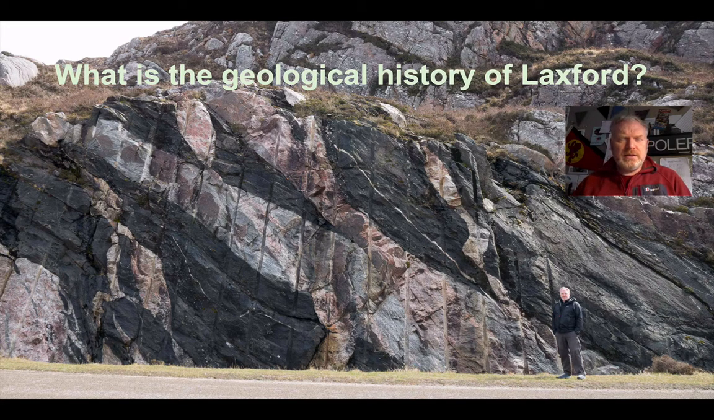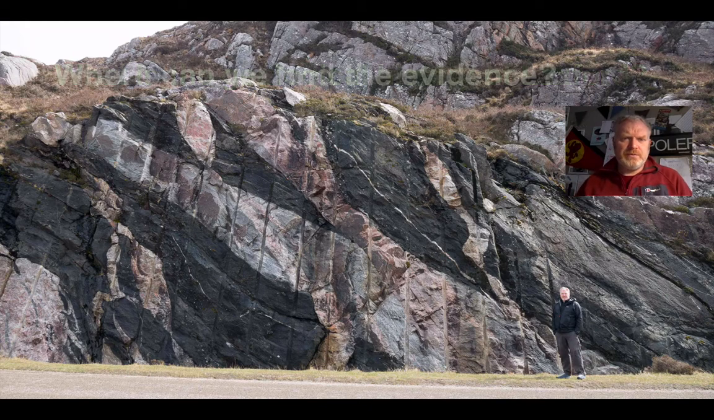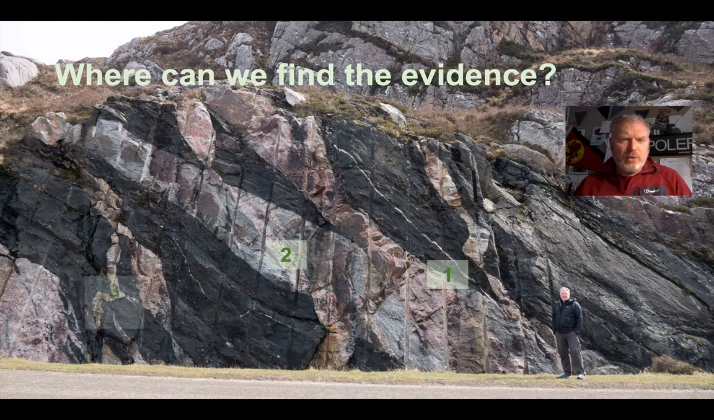Now, clearly, to be able to do this, we need to look at where these rocks actually come together. We know what type of rocks we're dealing with. Where's the boundary between them? How do they relate to each other? So to be able to do this, we need to think about where we can find the evidence. And we're going to look at 3 places initially. The photographs that go with these are available as a PDF.